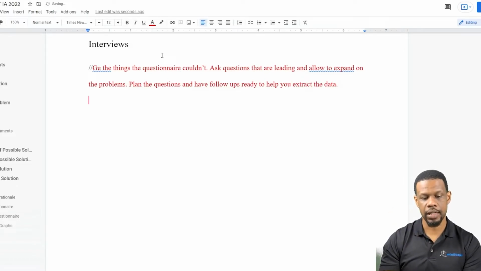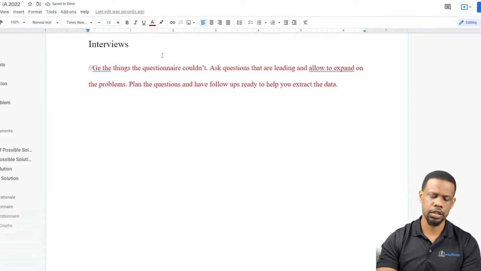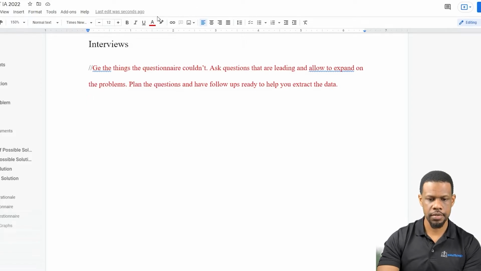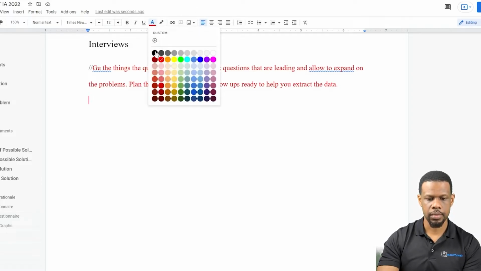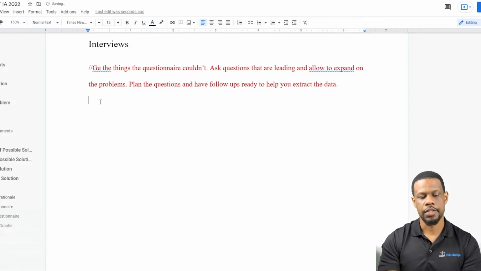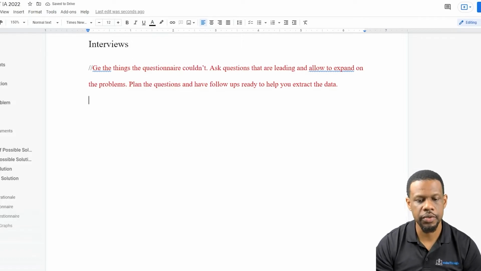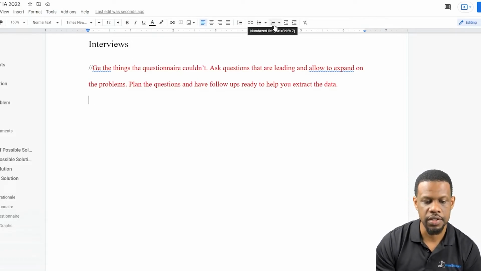So let's see what that would look like. It would look something like this. Let's go back to black. All right, so I will put all this in the appendix after. Just remember, all of these things go in the appendix.